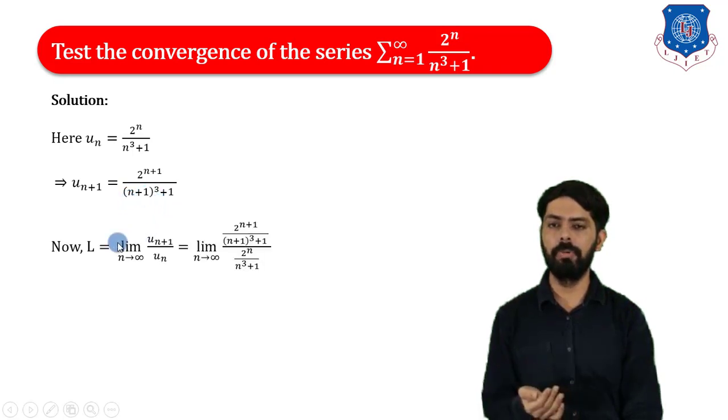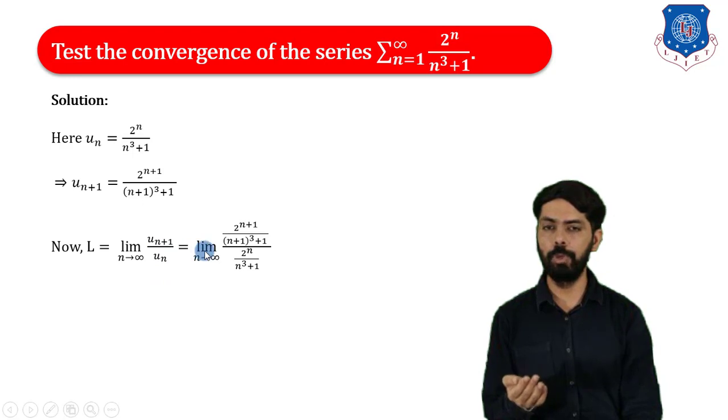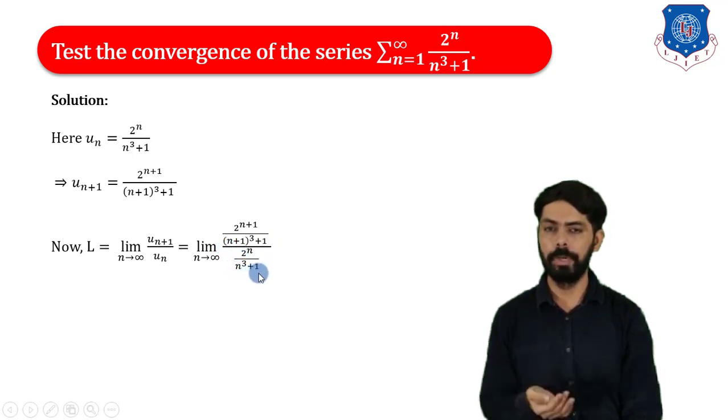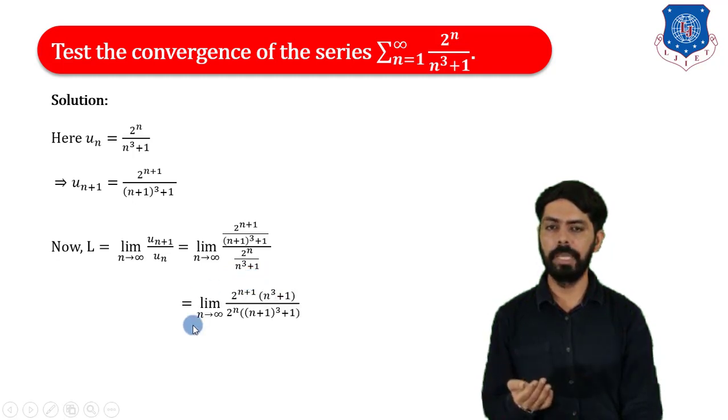Now we will have to find capital L, which is given by limit n tends to infinity un plus 1 divided by un, that is equal to limit n tends to infinity. What is un plus 1? It is 2 raised to n plus 1 divided by (n plus 1) whole cube plus 1, whole divided by 2 raised to n divided by n cube plus 1. If we simplify this, then it will be limit n tends to infinity 2 raised to n plus 1 into (n cube plus 1) divided by 2 raised to n into ((n plus 1) whole cube plus 1).